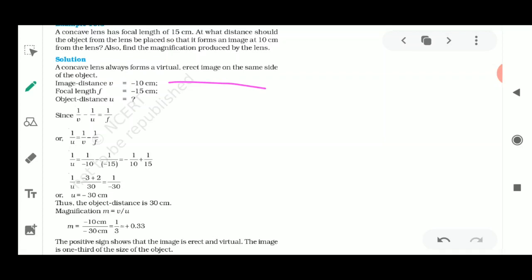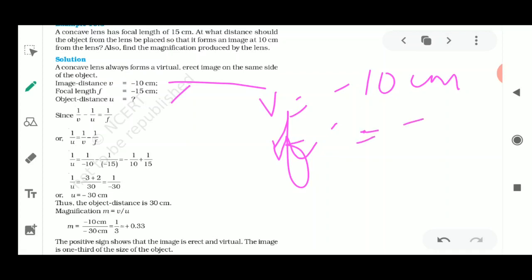And the focal length is minus 15 centimeters. So these two things are given to us in this numerical: the image distance v, that is minus 10 centimeters, and f, the focal length of 15 centimeters. The focal length of a concave lens is always negative, so we take it as minus 15 centimeters. Next, after this, we need to find the object distance, u.